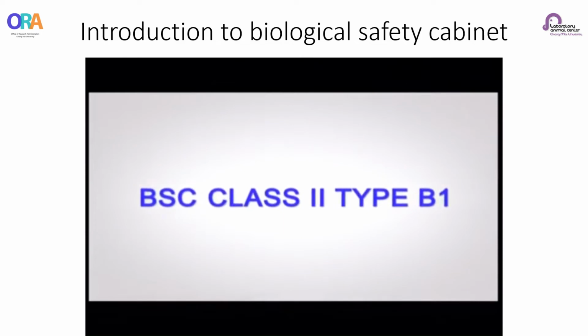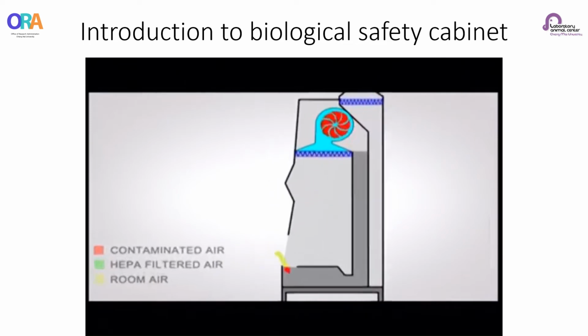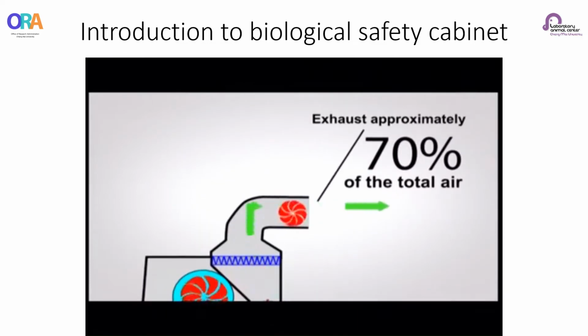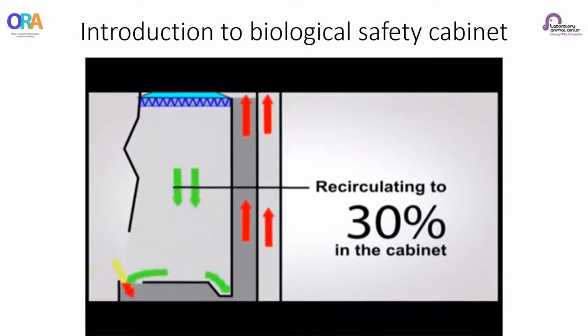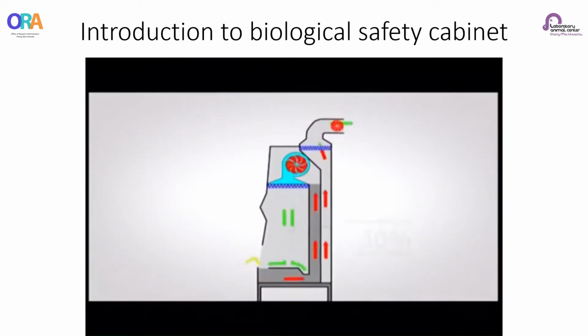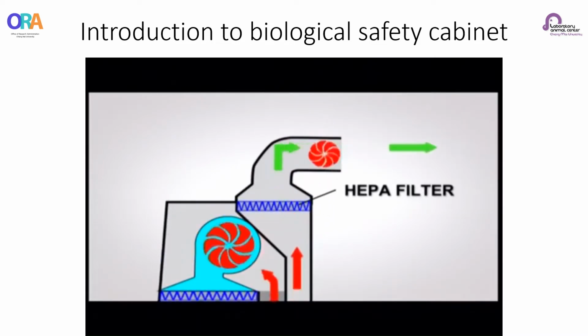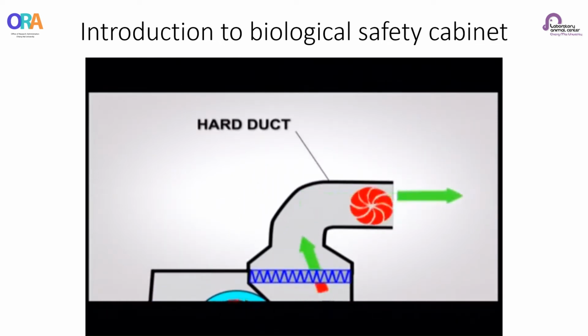BSC Class 2 Type B1 cabinets have a minimum inflow air velocity of 100 feet per minute through the front opening with an exhaust approximately 70% and recirculating air of 30%. The exhaust cabinet air must pass through a dedicated duct to the outside through a HEPA filter. Additionally, there is no internal blower for exhaust and air must be vented outside through a hard duct.